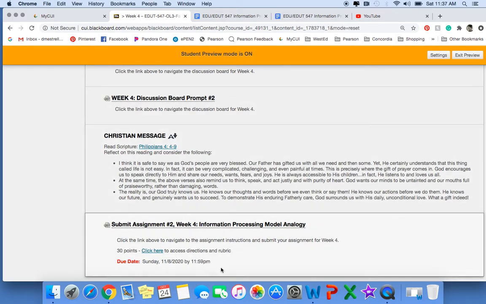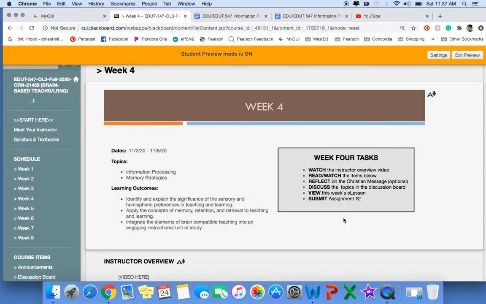So that is due by Sunday, the 8th, by midnight. And as a reminder, all the tasks are summarized here in the dark gray shaded box. Let's have a great week.